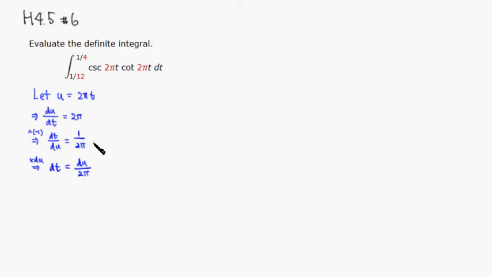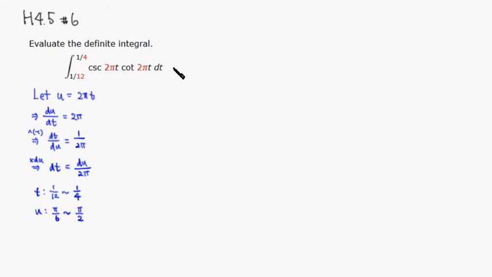Then we have to adjust the lower limit and the upper limit. So t goes from 1 over 12 to 1/4. So u is going to be 2 pi times t. So 2 pi over 12 is pi over 6, to 2 pi times 1 over 4, so it's pi over 2.